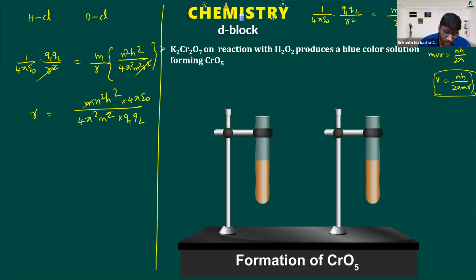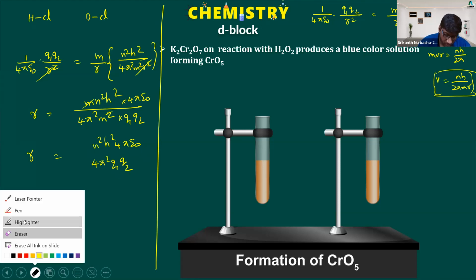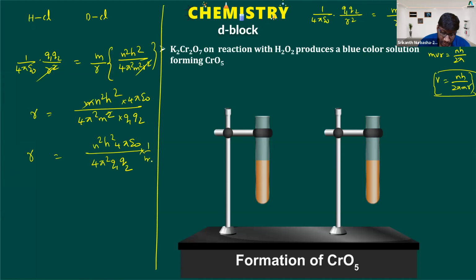One m is going to be cancelled out. So radius is equal to n square h square 4 pi epsilon naught divided by 4 pi square Q1 Q2 into 1 by m. Yes or no? n square h square, 4 pi square, epsilon naught, Q1 Q2, all these are the same because hydrogen and deuterium are both one-electron species. So all this is constant. So the radius of the orbit in which the electron is revolving is inversely proportional to mass, or not?